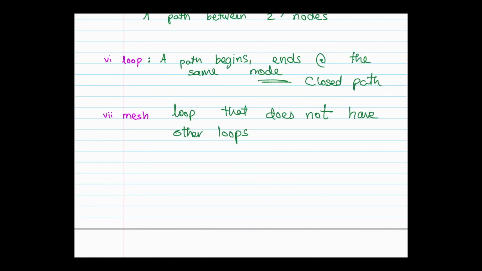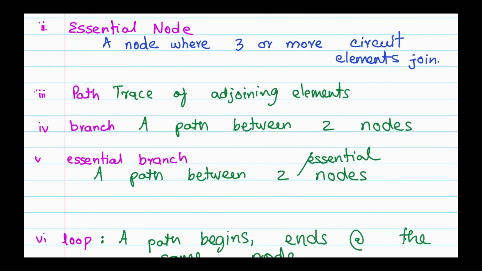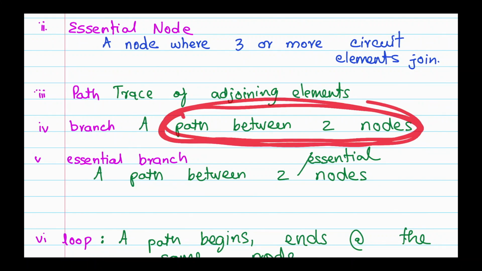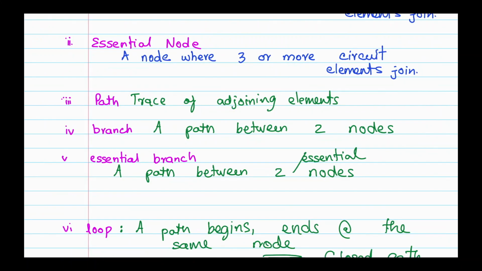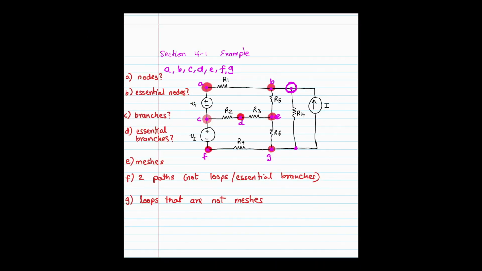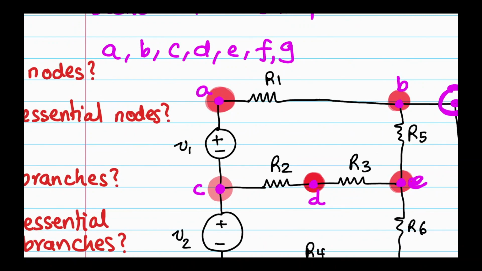So before we solve that, let's go back to the definition of a branch. A branch is nothing but a path, right? It's nothing but a path between two nodes. Between any two nodes, you can have a path. That path is called a branch. Okay, so let's see. Let's start with this path A.